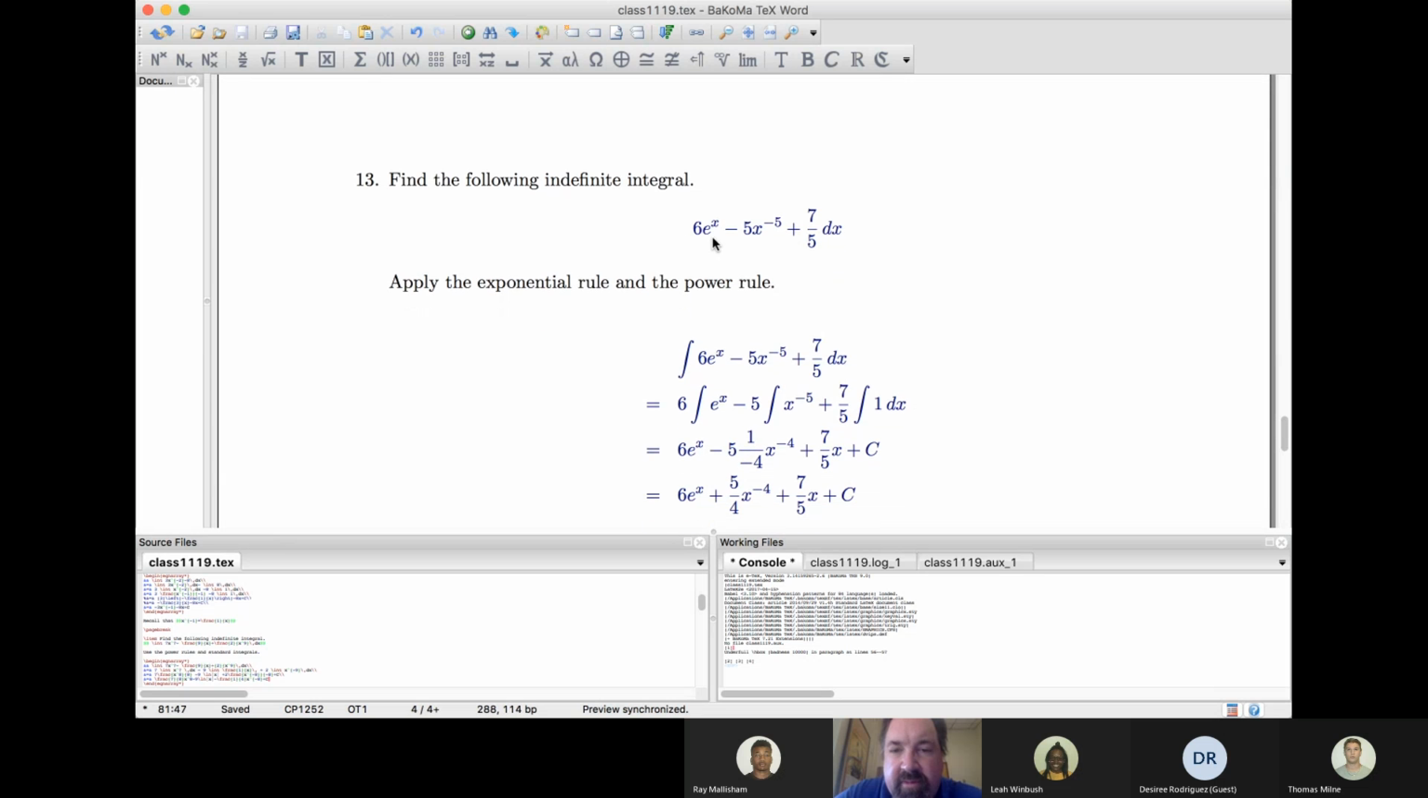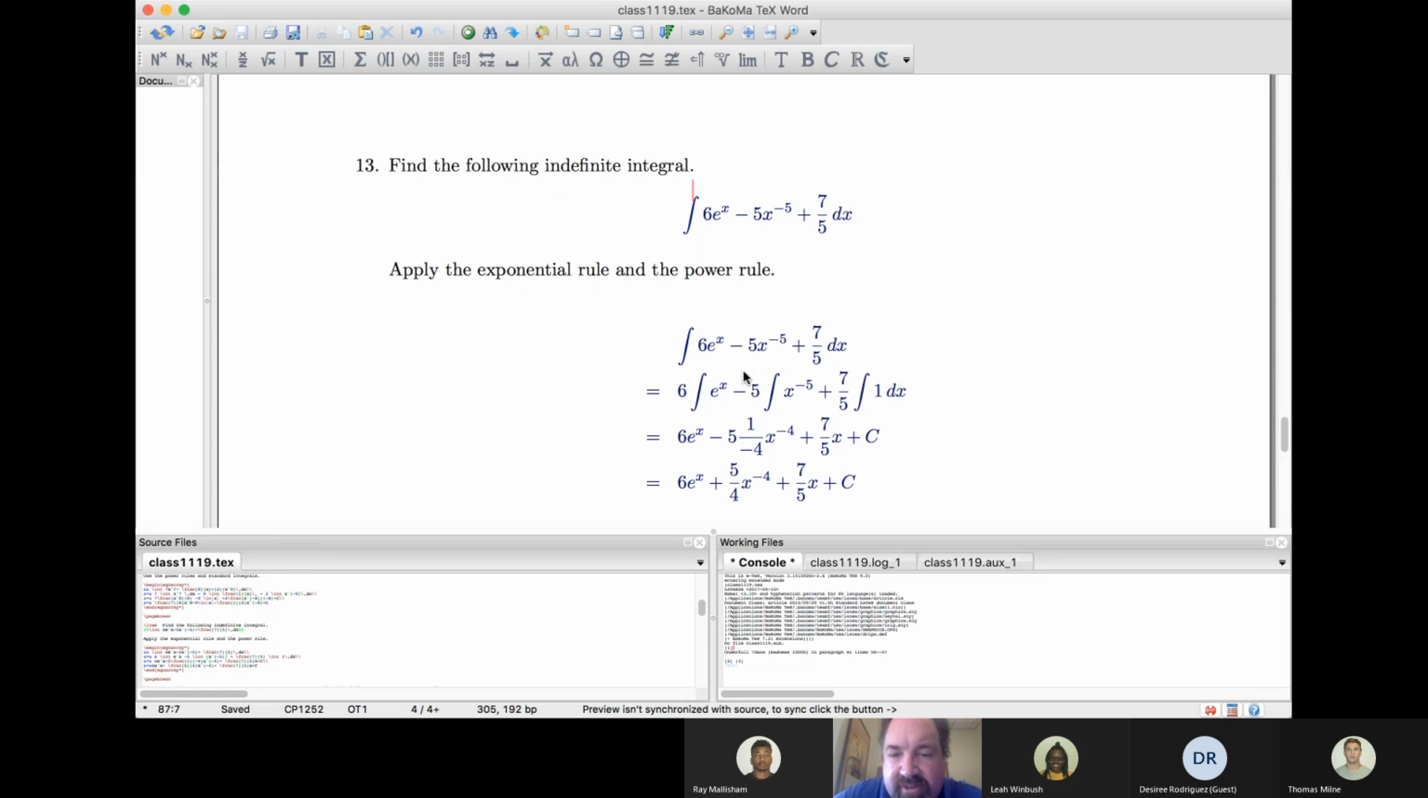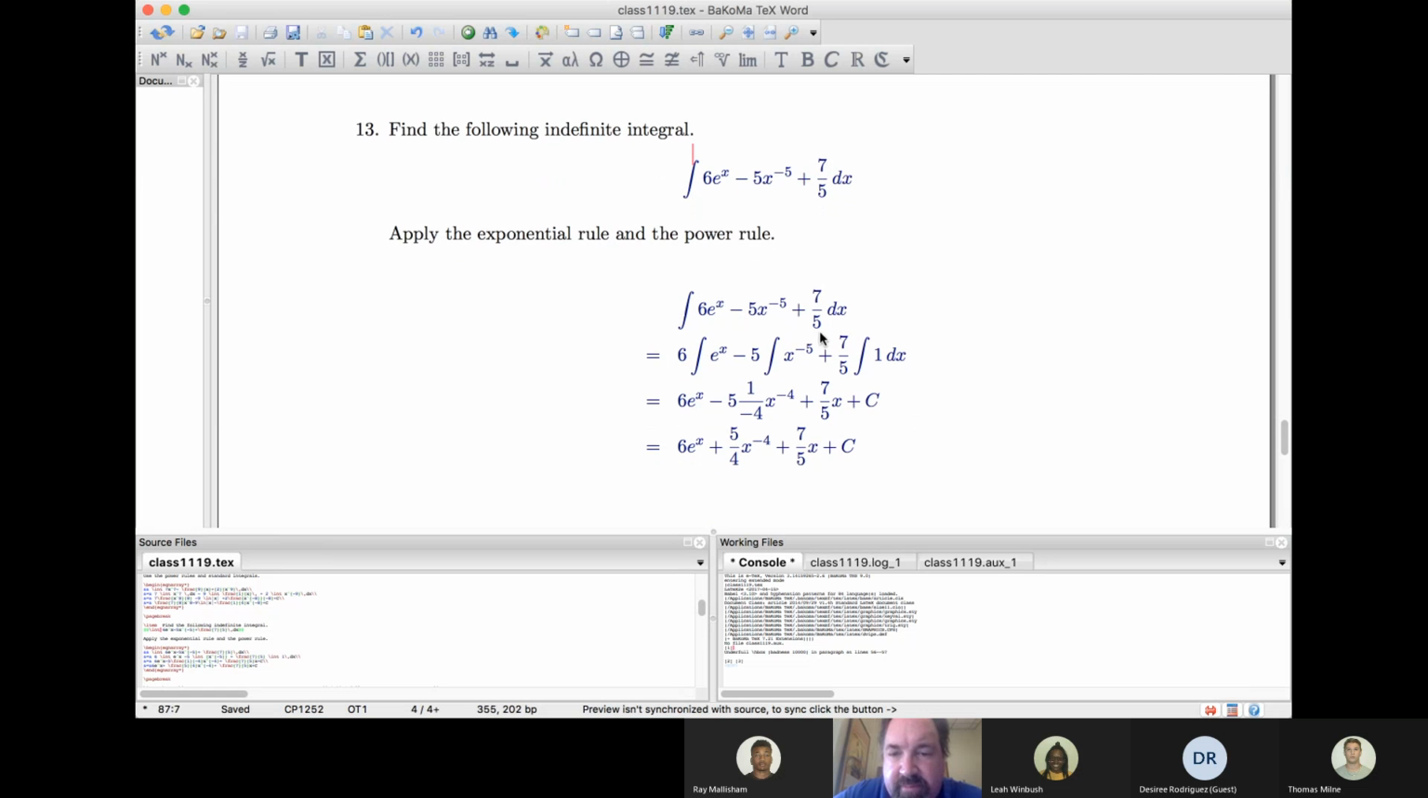Here's another one involving exponential. It's missing the integral sign here. Let me put that in here. Okay. Same process as last one. Break up the different terms. Pull out any constant factors. So we're left with integrating e to the x, x to the minus 5, and 1.